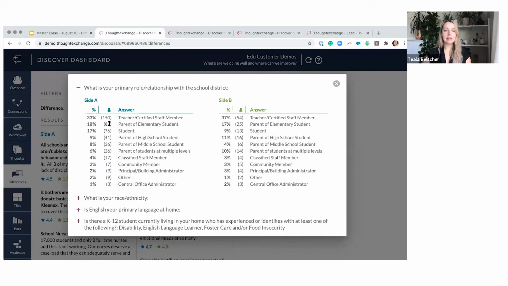So if I wanted to see who is side A and who is side B, side A is 33% teachers and certificated staff, and 18% parents, whereas side B is 37% teachers and 17% parents. So we're not seeing a huge disparity in who composes the groups.